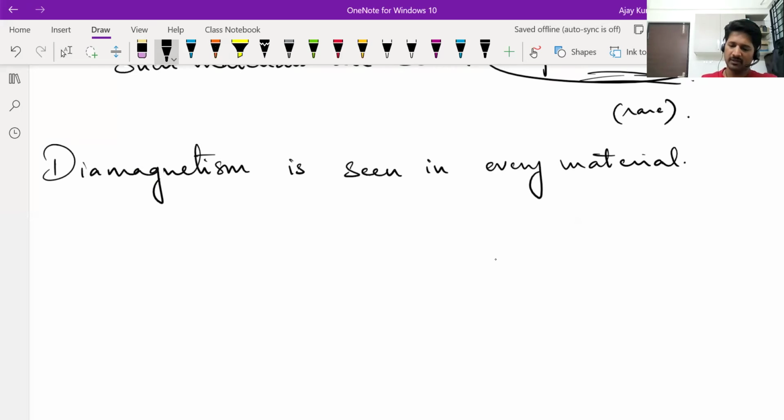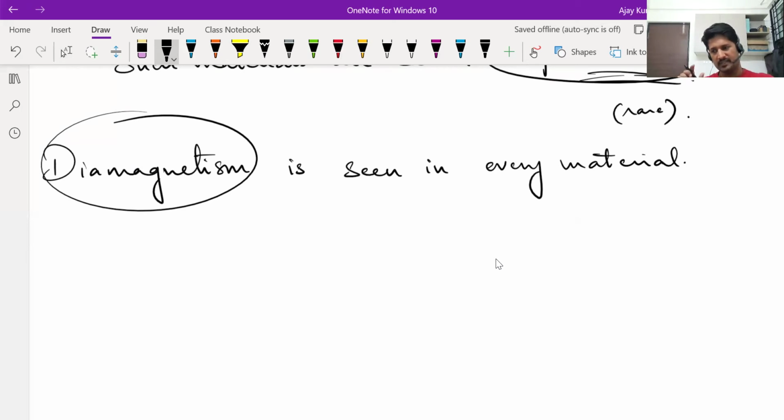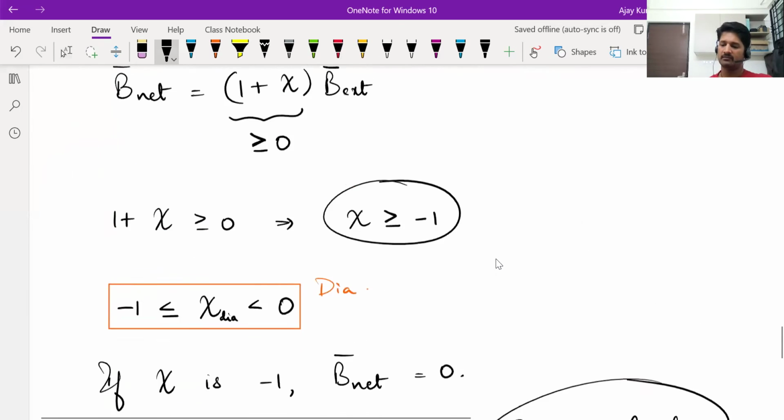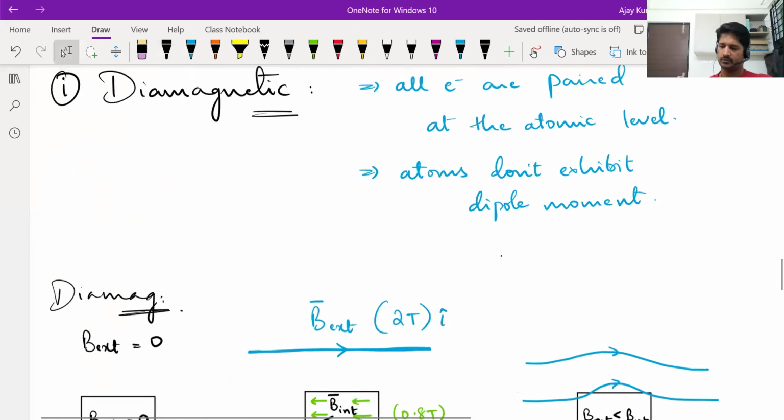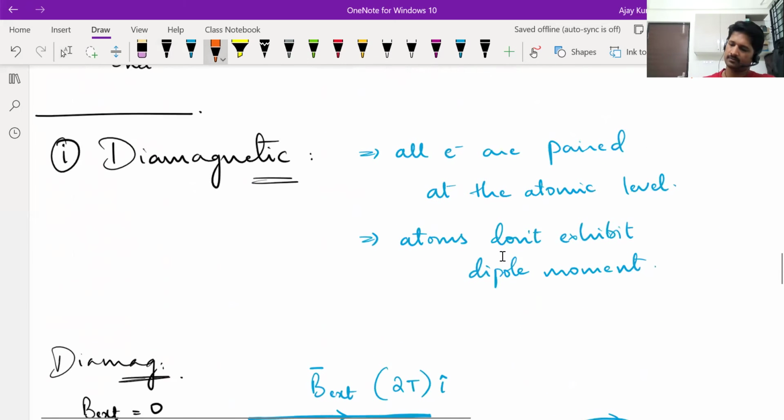What we mean by diamagnetism being seen in every material is that some electrons slow down and some electrons speed up when we switch on an external magnetic field. That happens in other materials also. So all materials exhibit this property called diamagnetism. But if you want to call a material diamagnetic, at the atomic level there should not be dipoles. Atoms don't exhibit dipole moment. This is what makes the material diamagnetic.